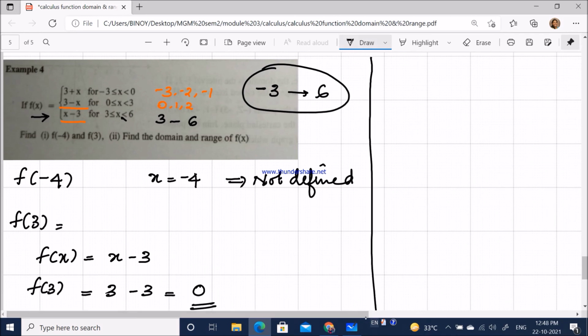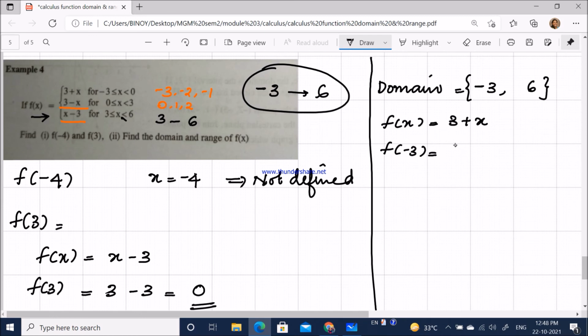Now, the second question was to find the domain and range of this particular f of x. So, from this, we need to find the set of all input values. The minimum input value for the particular domain ranges from minus 3 to 6. Minus 3 to 6 is the domain range. If this is the domain, then the corresponding range will be evaluated using the function. If it is minus 3, we will substitute in the function f of x is equal to 3 plus x. So f of minus 3 is equal to 3 plus minus 3, which is 0. So this will be our corresponding range value.